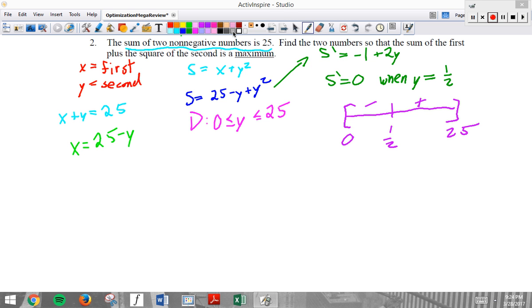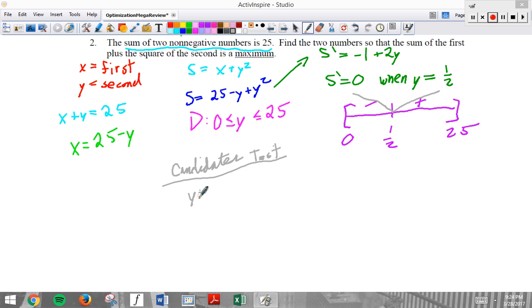So now I'm sure most of you have circled 1/2 as your answer, or 1/2 comma 24.5. But guess what? That's a minimum. It's a minimum. No es bueno. So we need to use Candidate's test. I'm not doing this because I like to. We're doing this because we need to.